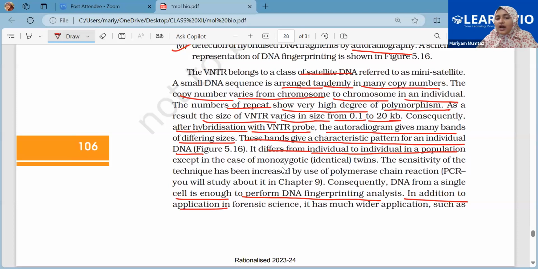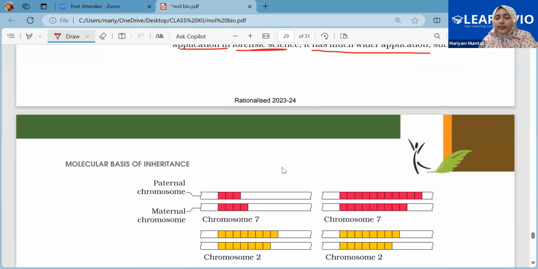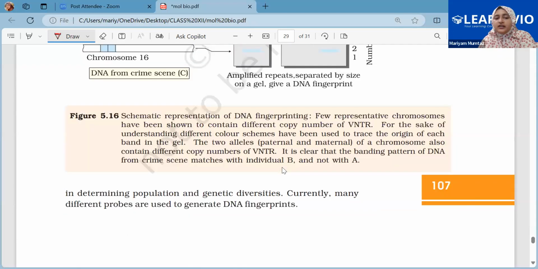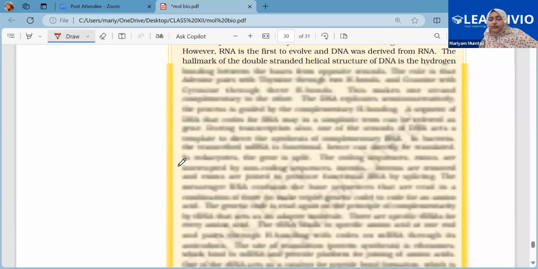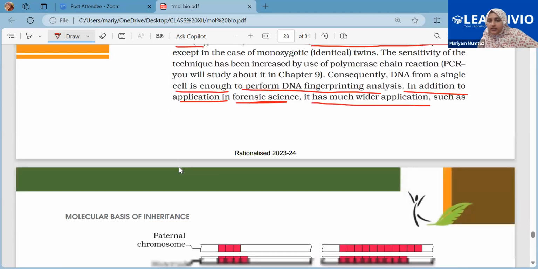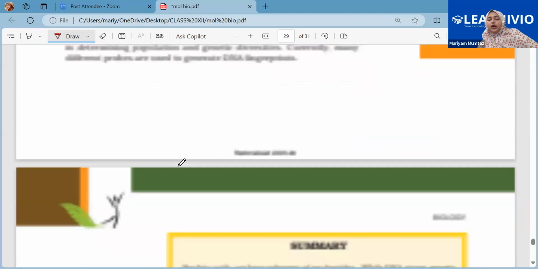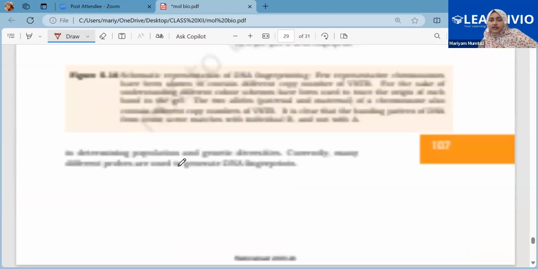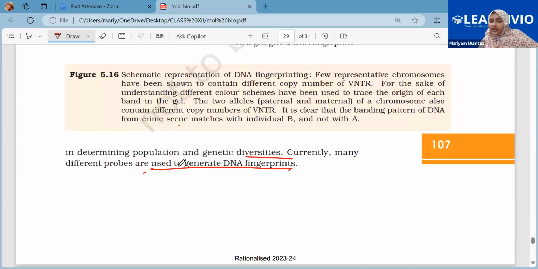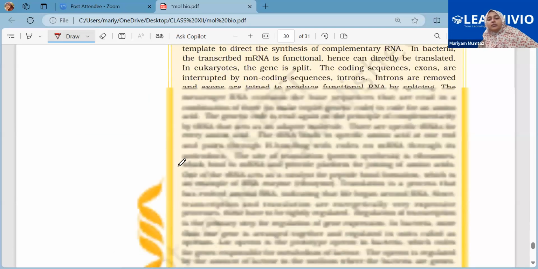In addition to application in forensic science, it has much wider application, such as in determining population and genetic diversity. Currently, different probes are used to generate DNA fingerprints. So, the DNA fingerprinting, apart from being used in the forensic department, is also used for these two other things, that is determining population diversity and genetic diversity. With that, we have completed the chapter.